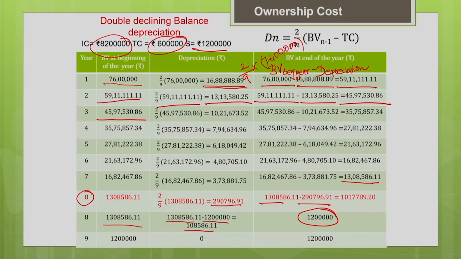Now, for the 9th year, the depreciation will be 0 because I cannot depreciate further. I have already reached the salvage value. That is why depreciation is 0. So, finally, you can see at the end of the 9th year, your salvage value is 12 lakh as estimated earlier. This is how we estimate the depreciation using the double declining balance method.